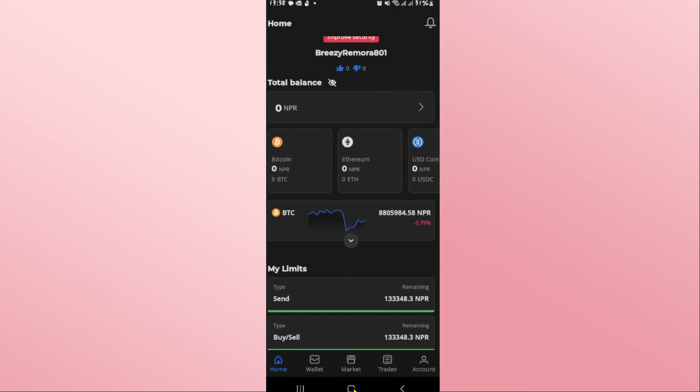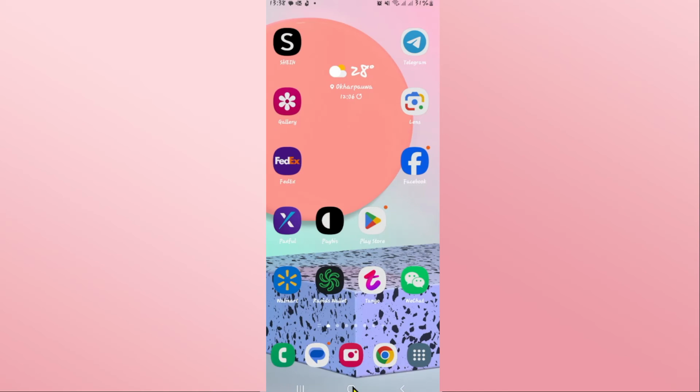And there you have it. That is how easy it is to log into your existing account on Paxful wallet.